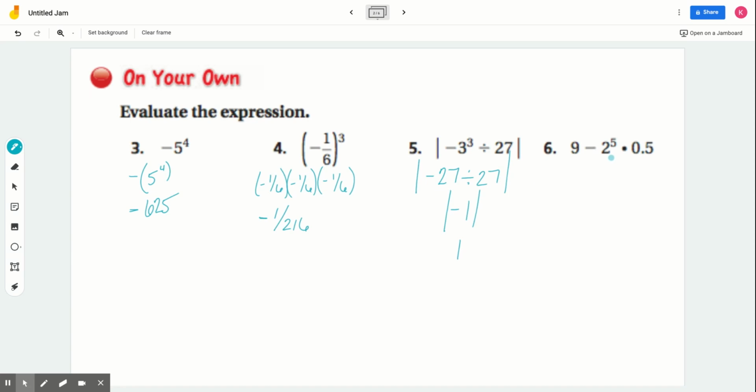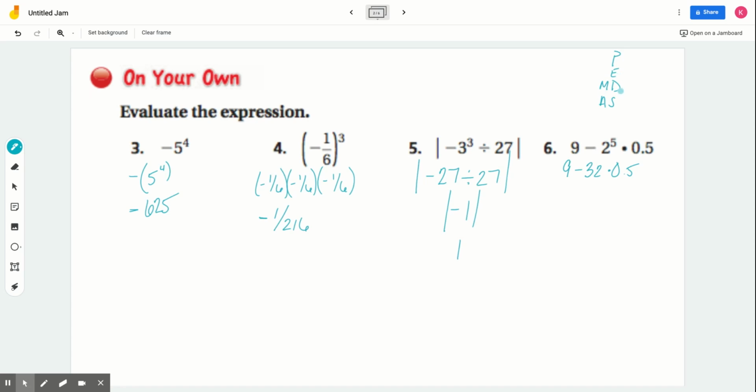With number 6, we are using those order of operation rules. So parentheses, exponents, multiply and divide in order from left to right, and then add and subtract in order from left to right. So we have 9 minus 2 to the 5th times 0.5. 2 times 2 times 2 times 2 times 2 is 32. So we didn't have any parentheses. We took care of the exponents.